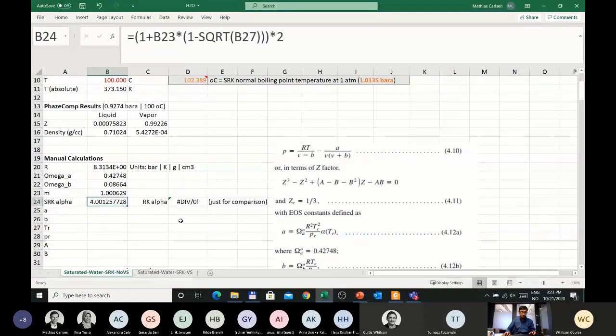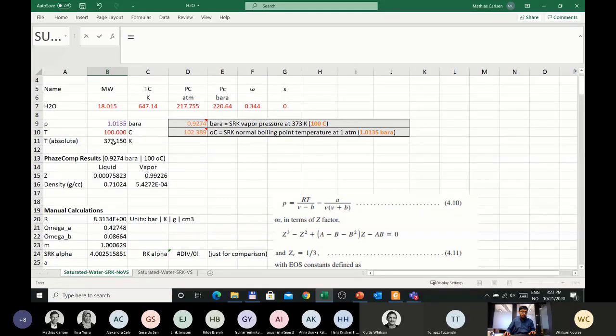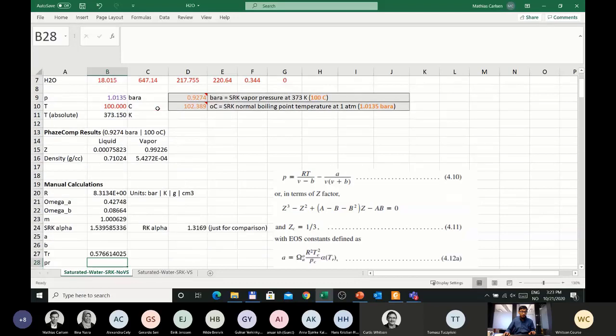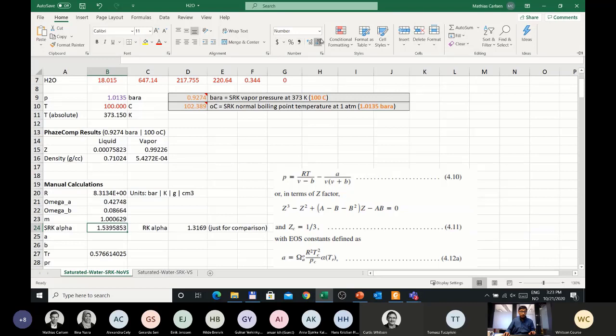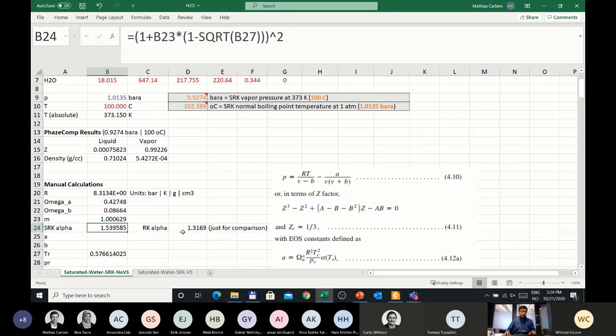Sorry, that is supposed to be a square. And the reduced temperature should be T over Tc, that's the absolute temperature divided by Tc. So 1.539. And just for comparison, we can compare it with the Redlich-Kwong alpha correction term, and you see that they are quite different. Here, this is just coming from the square root of the reduced temperature, which was constant for all the compounds.